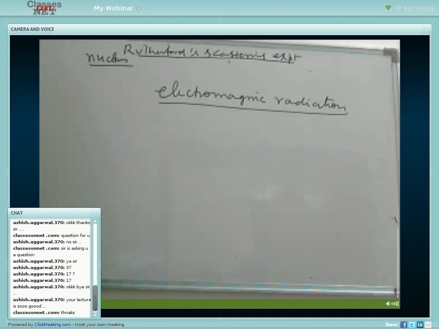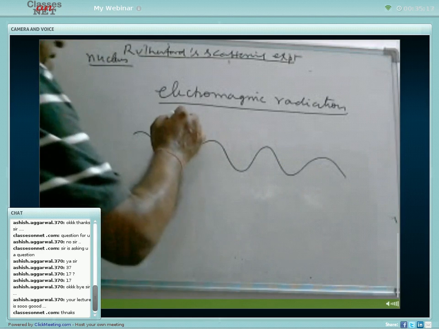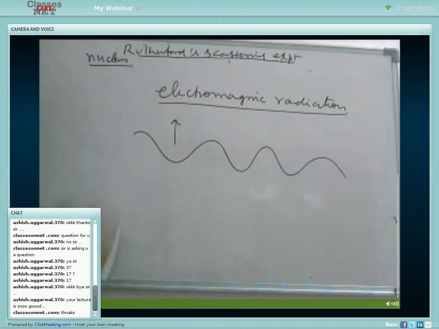They do not need any medium to travel. The oscillating electrical and magnetic fields are produced by oscillating charged particles. These fields are perpendicular to each other and both are perpendicular to the direction of the progressive wave. Suppose this is a wave. So the electrical and magnetic fields will be perpendicular to the path of the wave, and these do not need any medium to travel.